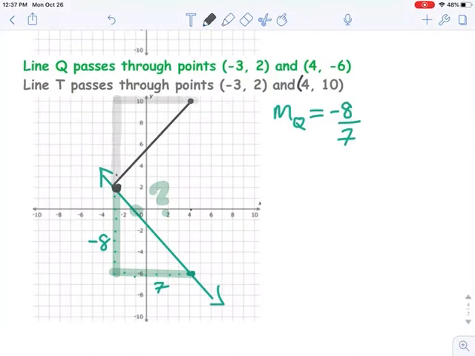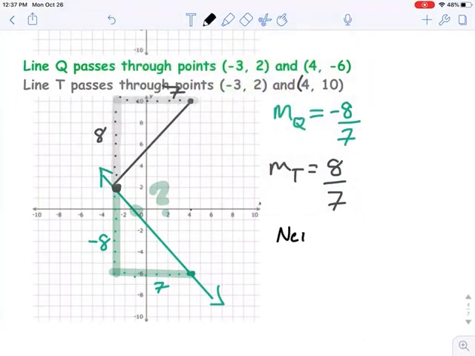All right, so let's see. We go up 1, 2, 3, 4, 5, 6, 7, 8. We're going up 8, right 1, 2, 3, 4, 5, 6, 7. So the slope of T in this particular case is up 8 over 7. So are they parallel? No. Are they perpendicular? No. They're neither.